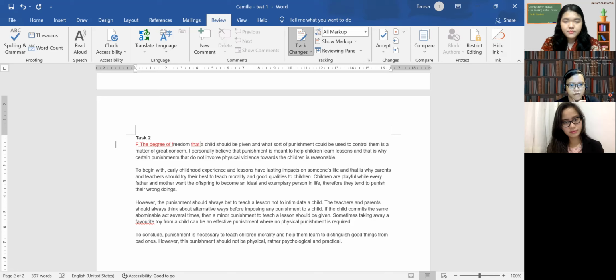Can I add something for Miss Camilla? Of course. I think the reason why Miss Camilla's writing doesn't reach the minimum amount of words is because, let's say, there is this argument that says sometimes taking away a favorite toy from a child can be an effective punishment where no physical punishment is required. Maybe Miss Camilla can also explain how it can be effective, because simply talking about it will not be enough, right? Sometimes you will have to explain how it can be effective, because maybe people cannot think that far. Very good. Yes, how effective it is, for example. Maybe it's like that.